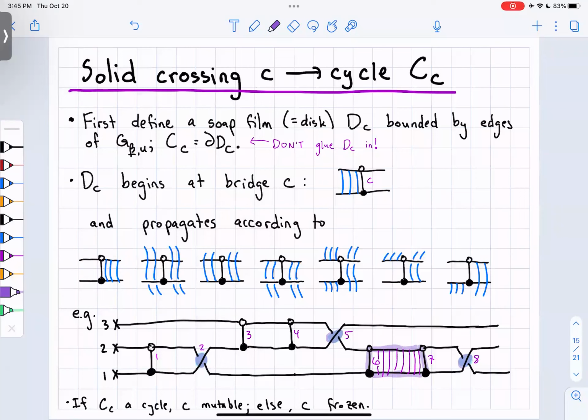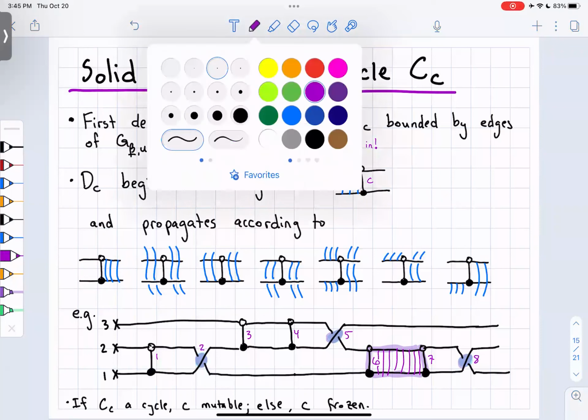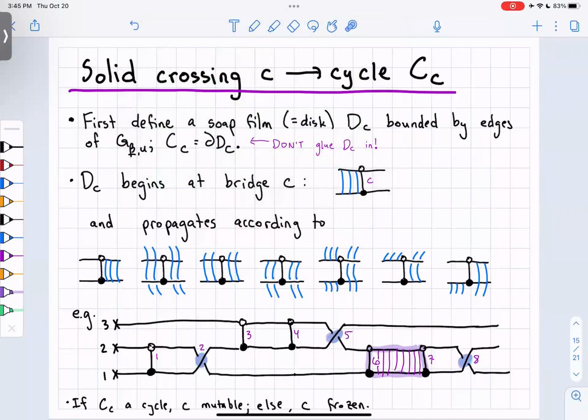So let's do another example, maybe the cycle or the disk for 6. In this situation, the disk starts like this. It clings to these strands. It passes under that crossing 5. And then now I'm approaching this bridge 4, and the situation looks like this one. So the disk passes underneath that bridge, and it keeps going.